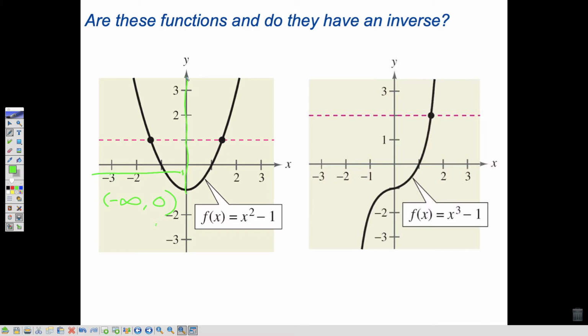They may ask you to do that. I don't know if I assigned those problems, but there are problems on there like that. Or could I restrict it to 0 to positive infinity? Yes, I could take the left or the right individually, but not together, to have that inverse be a function as well.